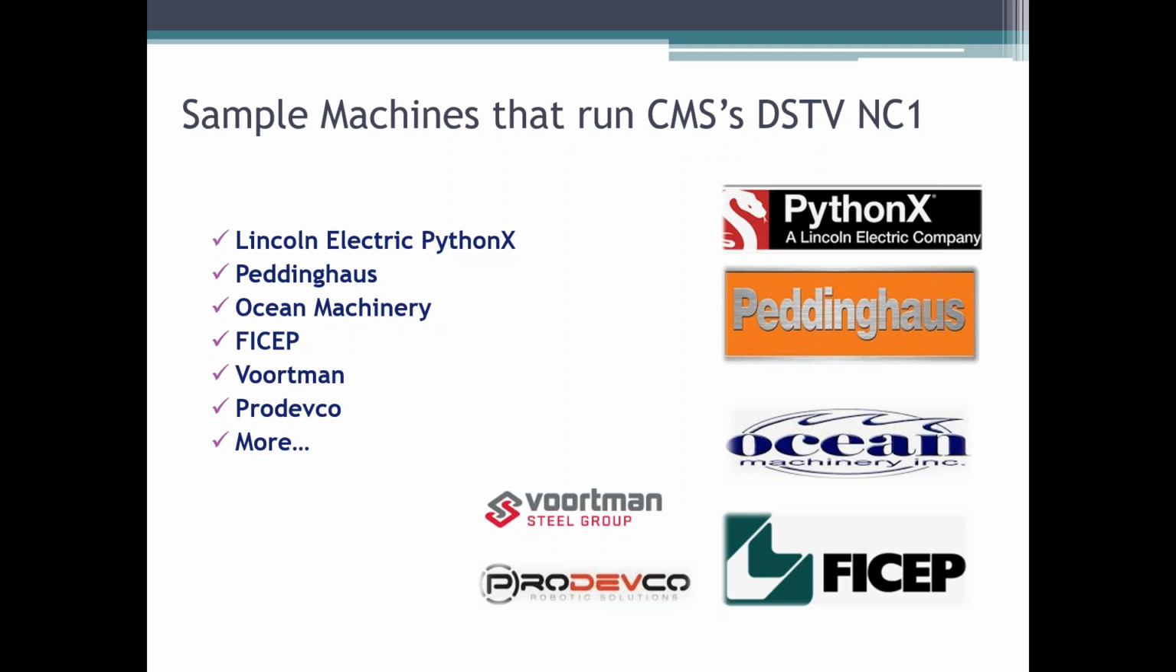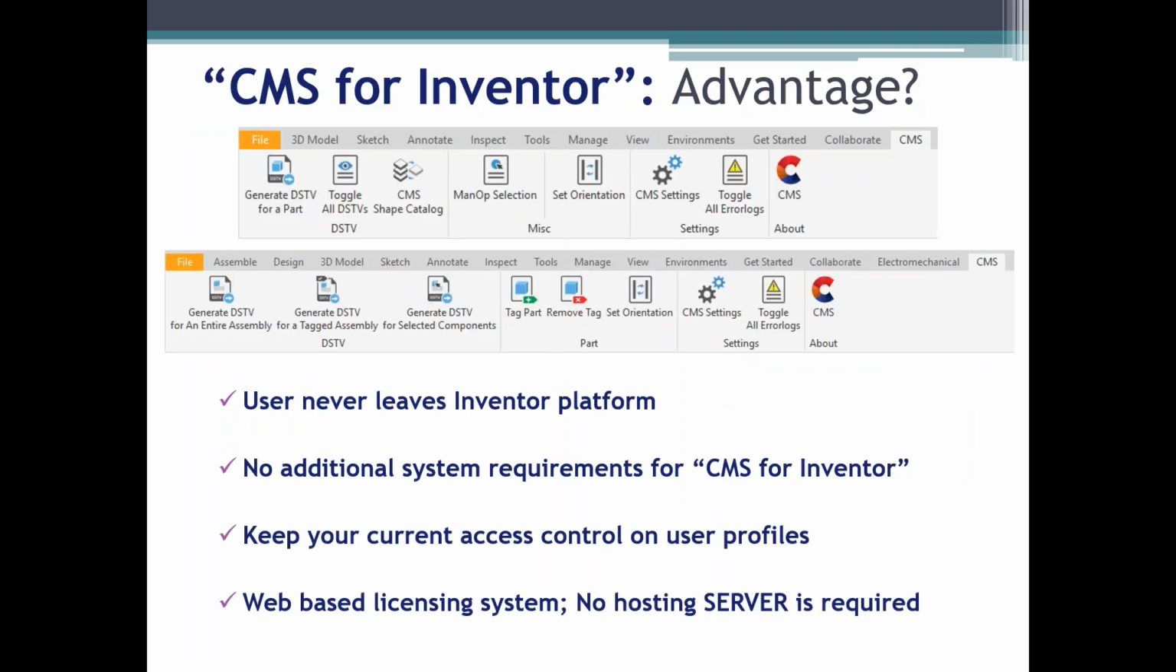Rather, we target the standard. We follow strictly the standard. So any machine, again, that supports the DSTV standard will be okay with our NC1 file. So now, what's the advantage in the new platform, the new redesigned Inventor plugin?